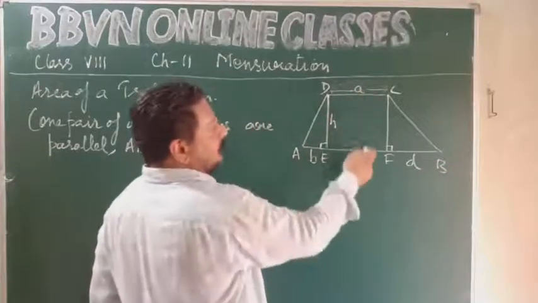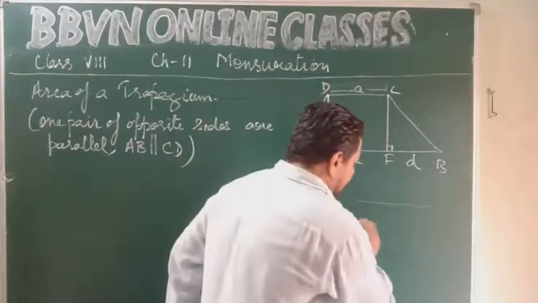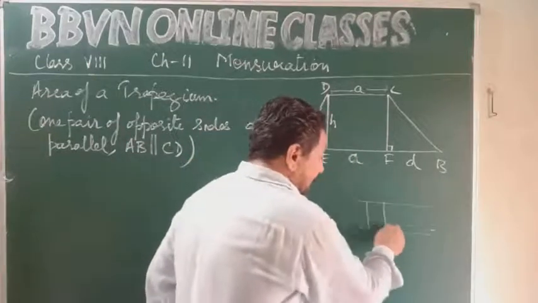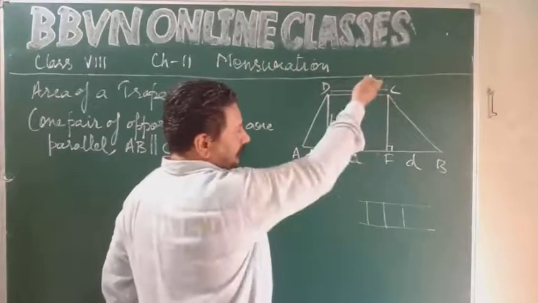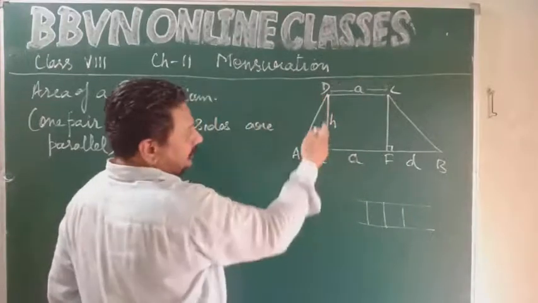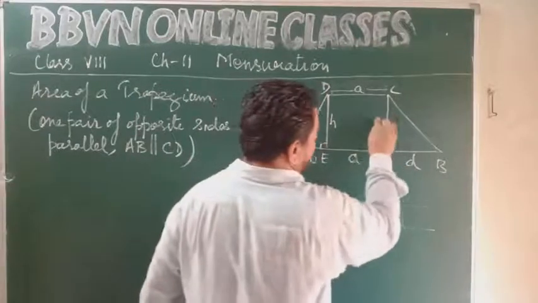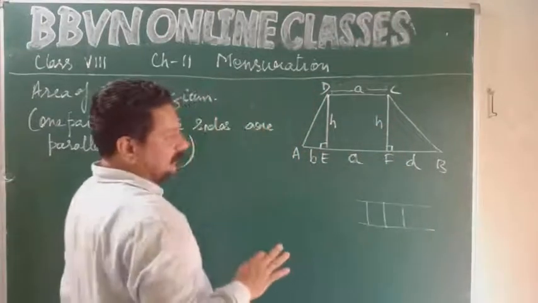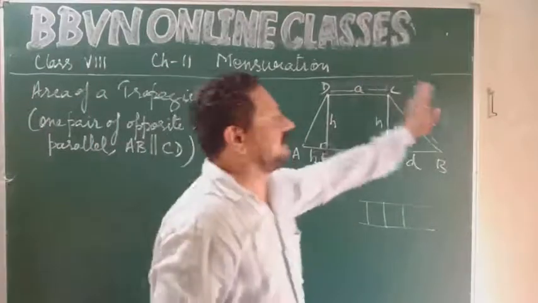If these two lines are parallel, how do we define parallel lines? Parallel lines are such that the perpendicular distance between them at any point will be equal. So if these two lines are parallel, the perpendicular distance between them, DE and CF, they will be equal. If this is h, this will also be h, right? Okay, children. Now let us find the area of this entire trapezium.